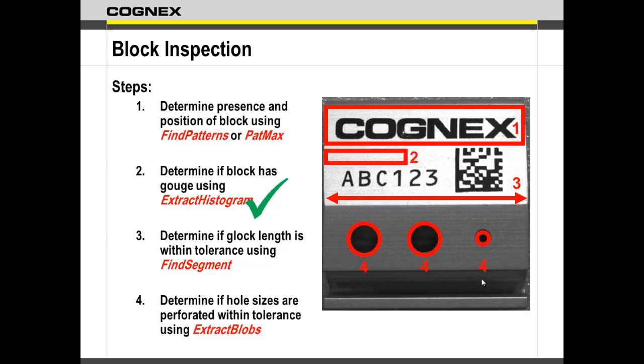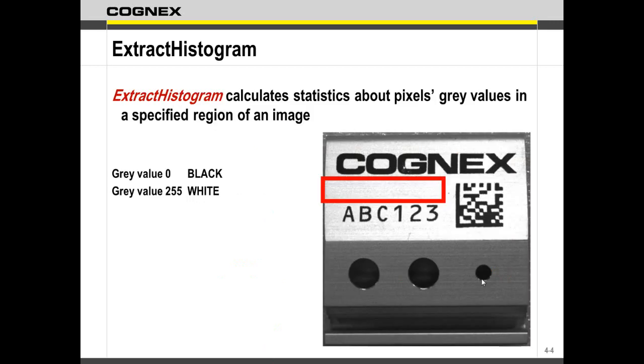So when I take a look at this, I have already done the first step. I've already found my part. So now what I want to do is find out if there's that gouge in there. So what is a histogram? A histogram is basically a distribution graph.